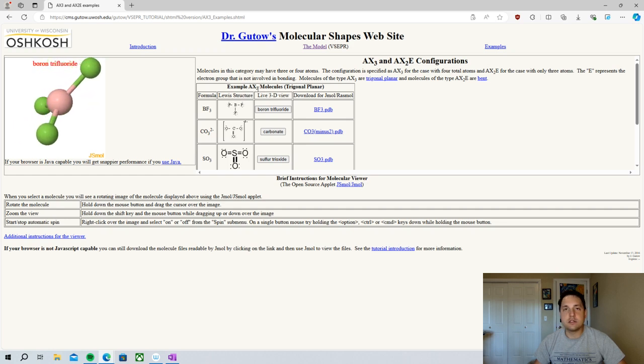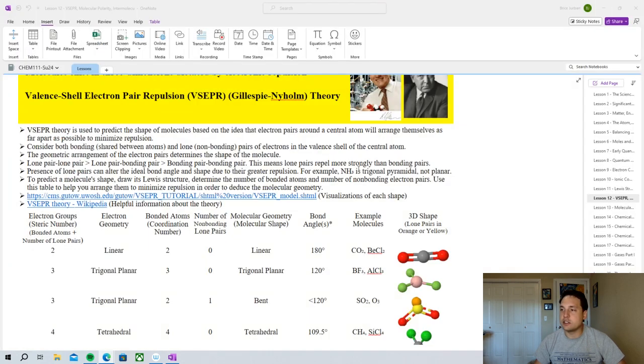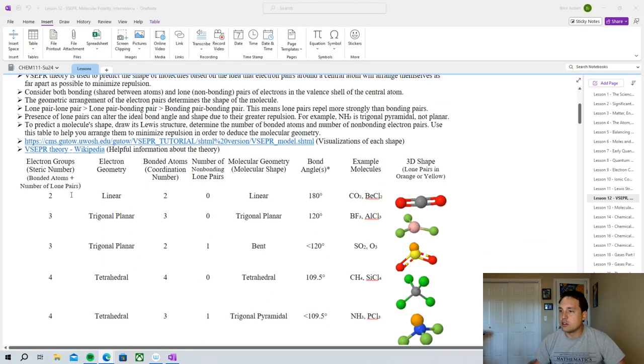And this website makes use of this AXE notation. Let's go back to my notes and let's look at each of these notations here. All right, so far we've looked at linear and trigonal planar geometries. There are a couple ways to represent the geometry, and it all starts with figuring out the steric number, which is the number of bonded atoms that are attached to that central atom, plus the number of any lone pairs on the central atom.